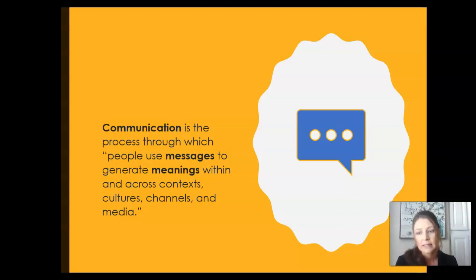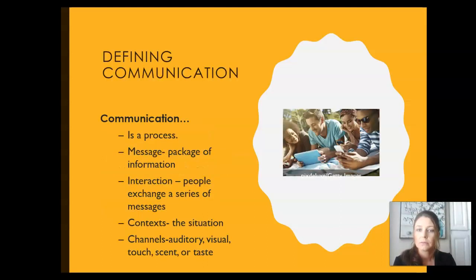Communication is the process through which people use messages to generate meanings within and across contexts, cultures, channels, and media. So let's break this down a little bit further. Communication is a process. It requires structure, rules, clarification, and of course, reflection to be accomplished well. Messages are packed with information, and interactions impact the way those messages are sent and received.